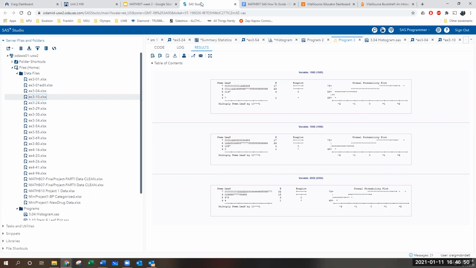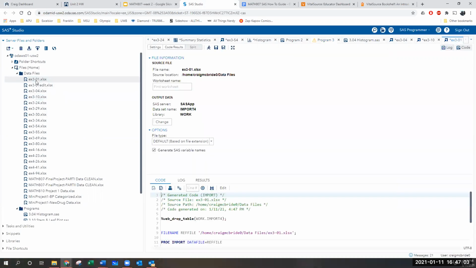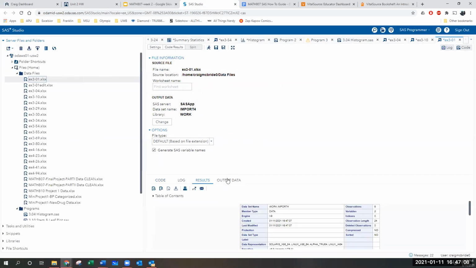Hi, can you go over 3.1 letter C? Sure. So letter C is a bar chart with percentages. All right. So 3.1. Run this.